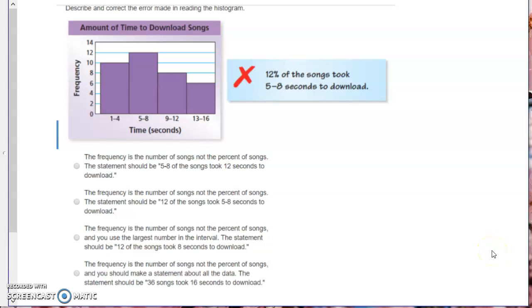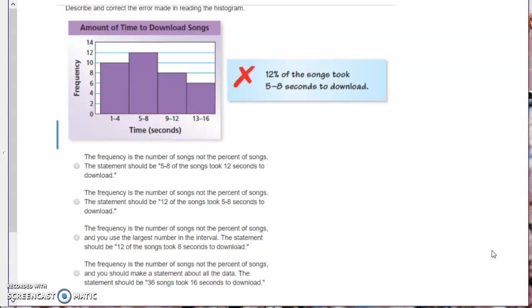Hello, sixth graders. I'm going to quickly recap your assignment from yesterday that was on the 10.2 lesson on histograms. You had to do 11, 12, 14, and 15. 11, 12, and 14 were multiple choice questions. Then 15 was one where you had to fill in some information in the boxes.